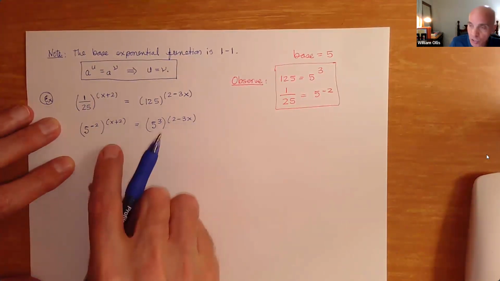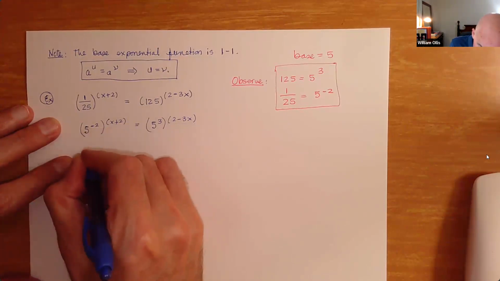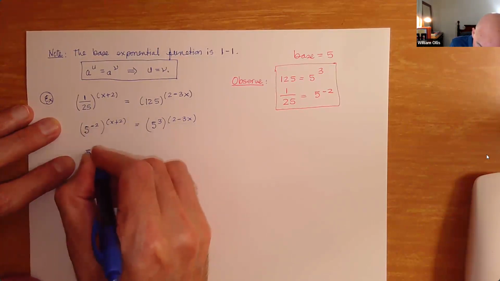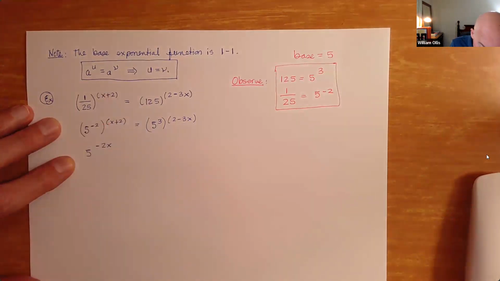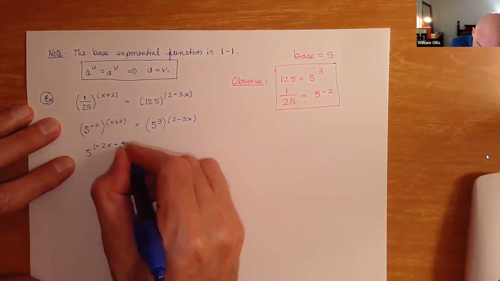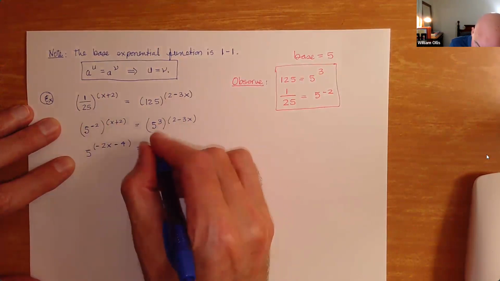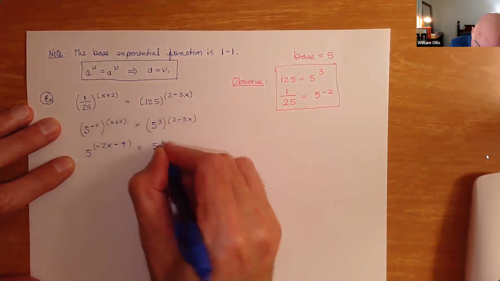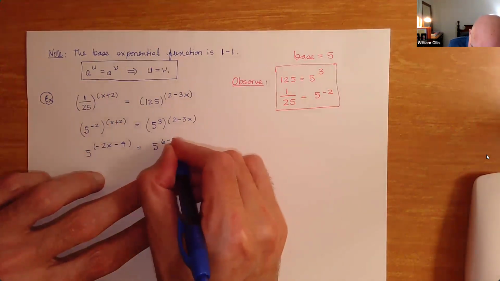So now we can just use the laws of exponents to multiply the powers. So we have a -2 times x, which is a -2x, and a -2 times a 2, which is a -4. Now, of course, we can do the same here. 3 times 2 is 6, and then 3 times -3x is a -9x.